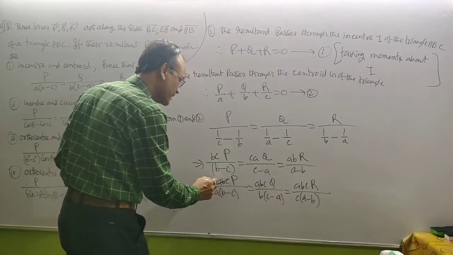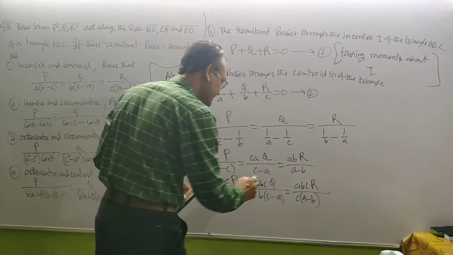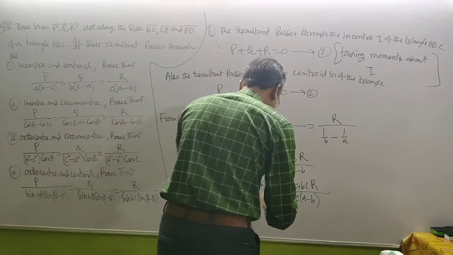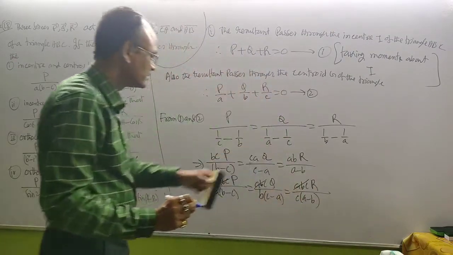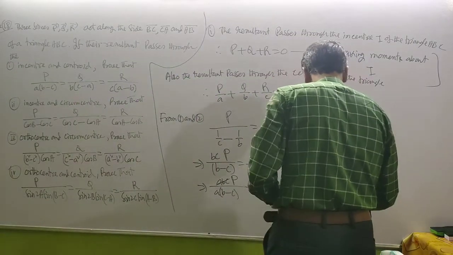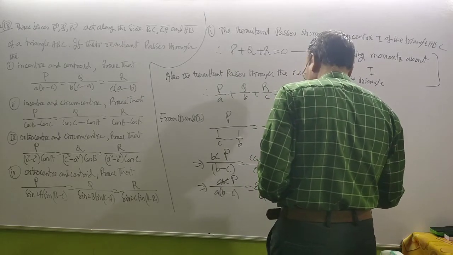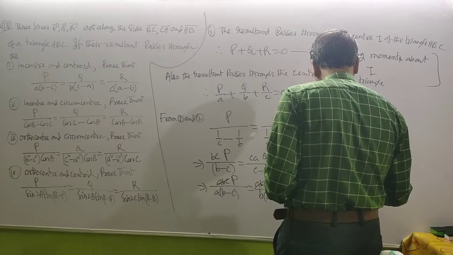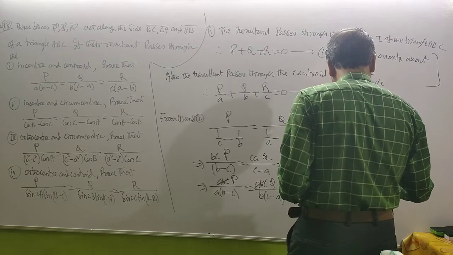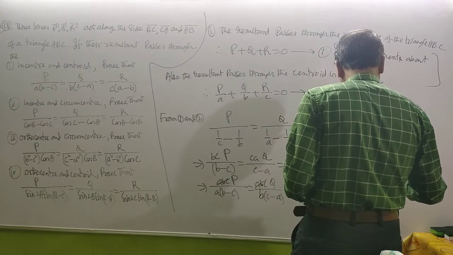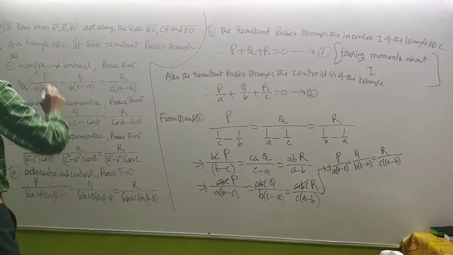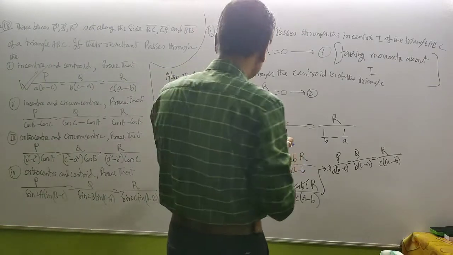ABC will be cancelled. Multiply numerator and denominator by A, B and C respectively, and cancel from all sides. This means from this you will get P by A into (B minus C), equal to Q by B into (C minus A), equal to R by C into (A minus B). You will get this one. Therefore, number 1 has been proved.